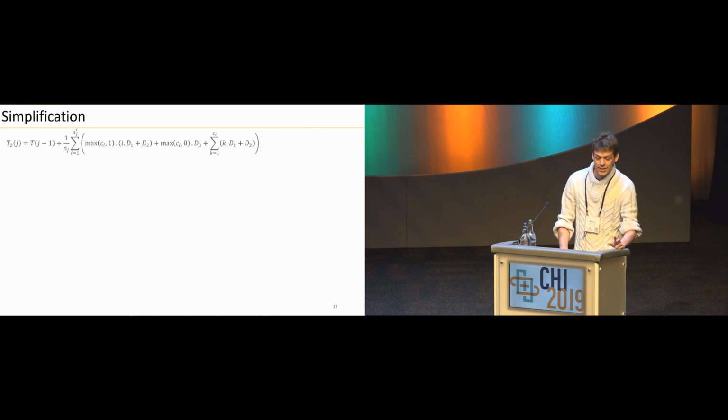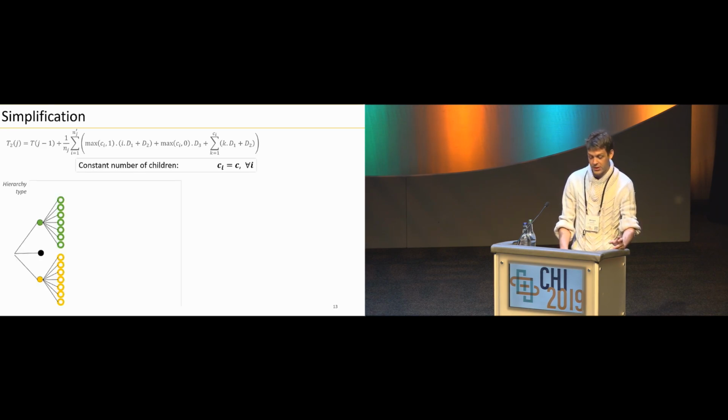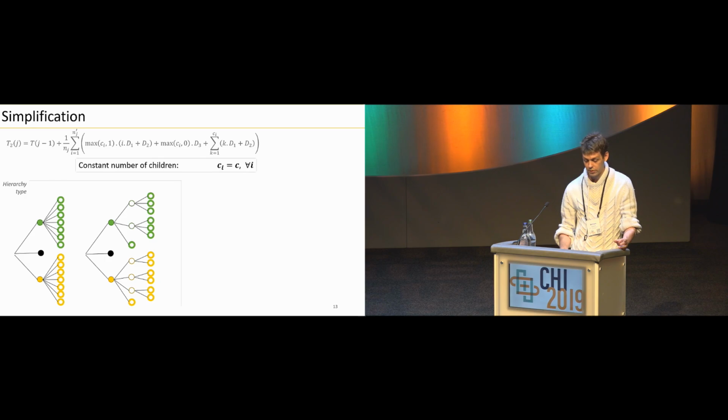So to work with this model, we do one simplification. We consider the number of children constant. So what does it mean for the overall hierarchy type? Not much, because since this approximation is per group, a user can still create groupings with different numbers of children between groups. Here, 3 for the green group and 2 for the yellow group.